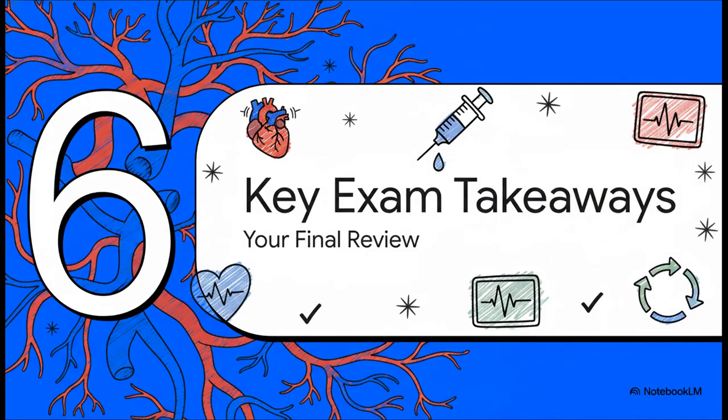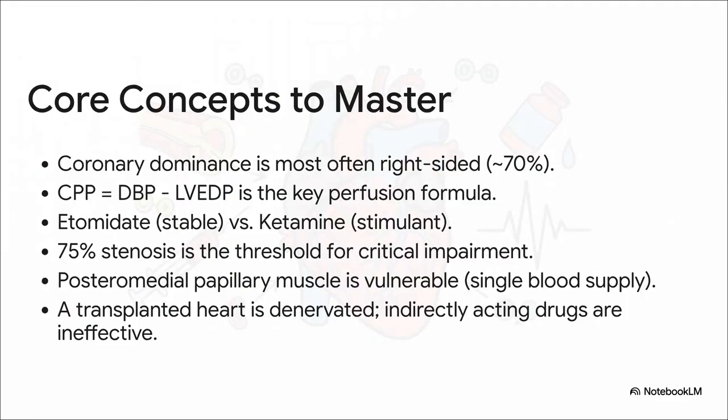Okay, let's wrap this up and boil it all down to the absolute must-know points for your revision. If you're cramming, this is the slide you want to screenshot. If you walk away with these 6 points, you're in great shape. Know that most people are right dominant. Know that CPP formula in your sleep, DBP minus LVEDP. Know the difference between stable etomidate and stimulating ketamine. Remember the 75% rule. Know why that posteromedial papillary muscle is so fragile. And finally, always respect the weird physiology of the transplanted heart.